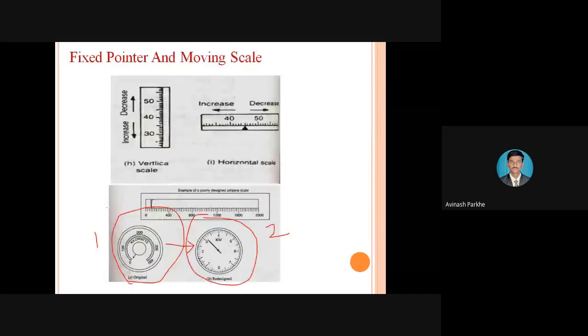If you look from figure number 1, from this figure to this figure, then this will be the third one and this will be the fourth one, in which sometimes your scale is fixed and the pointer is movable, sometimes your scale is movable but the pointer is fixed. But whatever output you get, you will get it in the form of quantity only. That means directly readings you will get in the form of quantity.